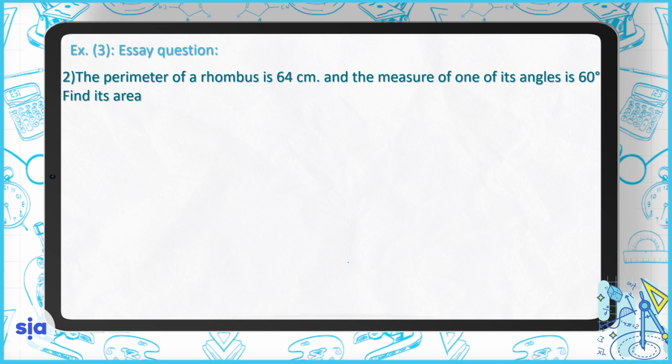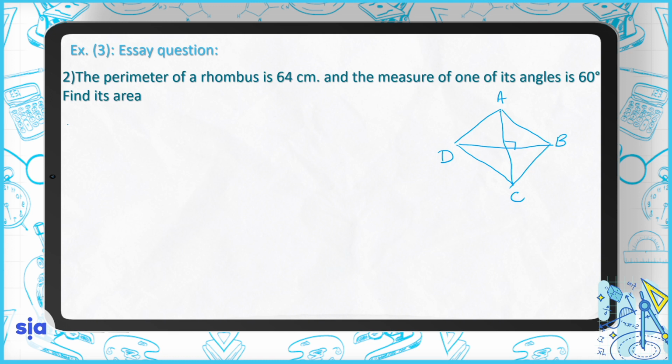Question 2. The perimeter of a rhombus is 64 centimeters and the measure of one of its angles is 60. Find its area. If this is the rhombus that we are talking about, here for example this is A, B, C, D, and here are the two diagonals. And we know that the diagonals are perpendicular to each other.